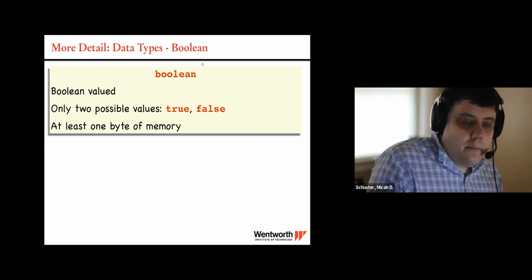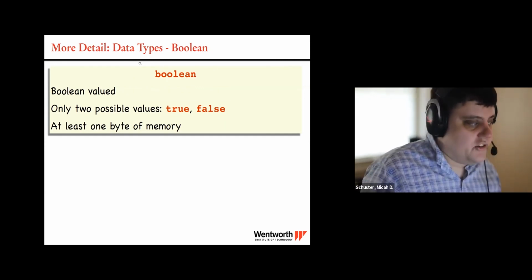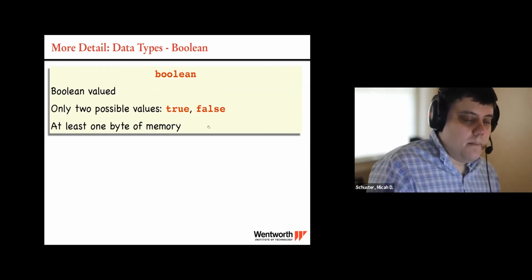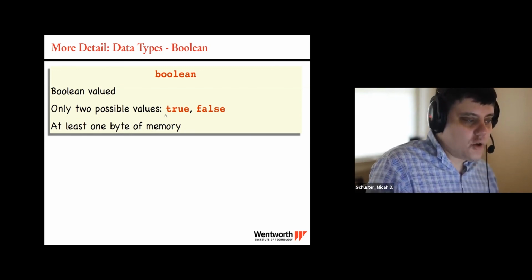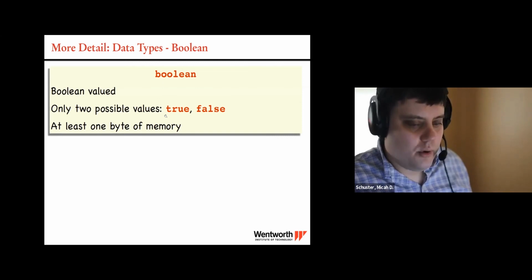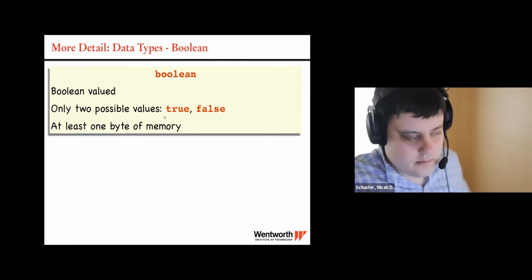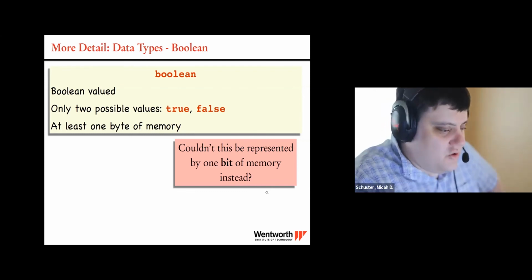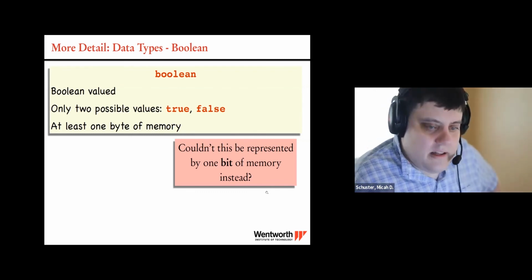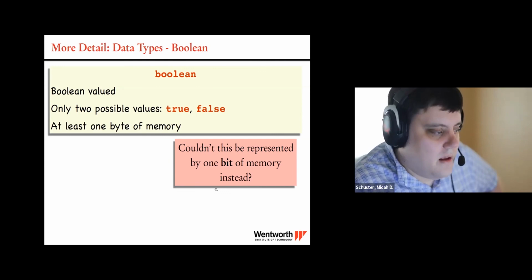There's also the boolean data type that is just true or false. It uses at least 1 byte of memory. Remember, a byte is 8 bits. And there's only 2 possible values for a boolean, true or false. So I suppose the question is, well, why can't I just use 1 bit? Why do I have to use 8 bits? Why do I have to use a whole byte?